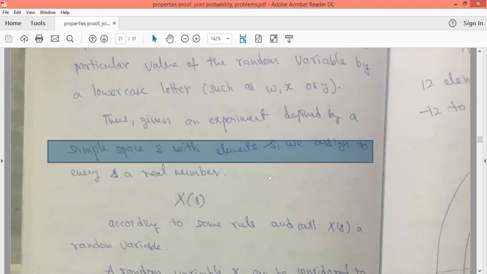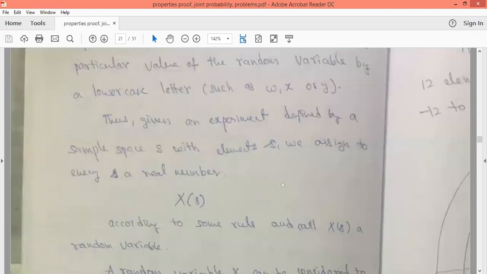The random variable is defined as, as we have just discussed, a real function of the elements of the sample space. What are the elements here? Small s are the elements, so it is X of s. It is a function of elements of the sample space, so we denote it as X of s. This X of s is called a random variable.